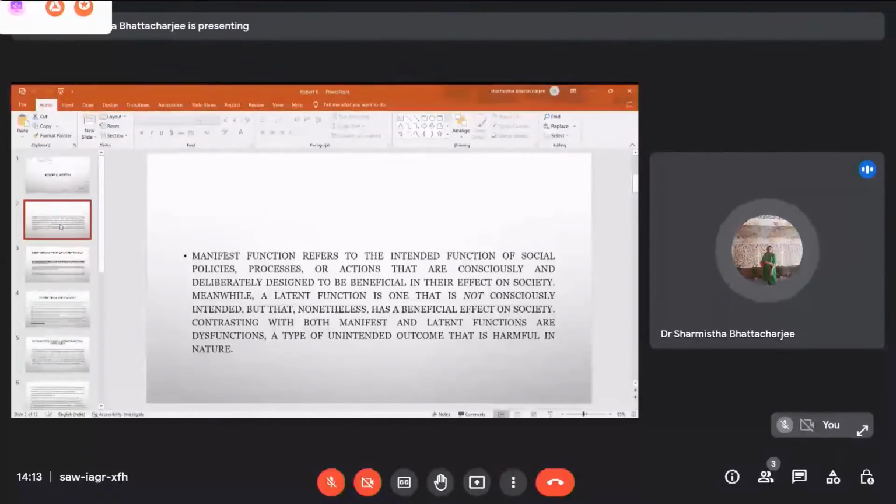So what is a manifest function? It refers to the intended function of social policies, processes or actions that are consciously and deliberately designed to be beneficial in their effect on society. Meanwhile, a latent function is one which is not consciously intended, but that nevertheless has a beneficial effect on society. Contrasting both manifest and latent functions are dysfunctions, the type of unintended outcome that is harmful in nature.